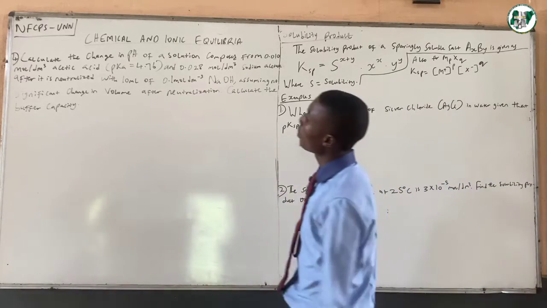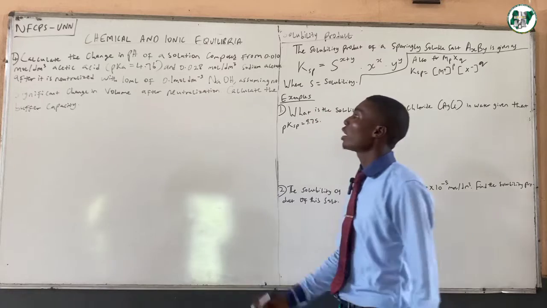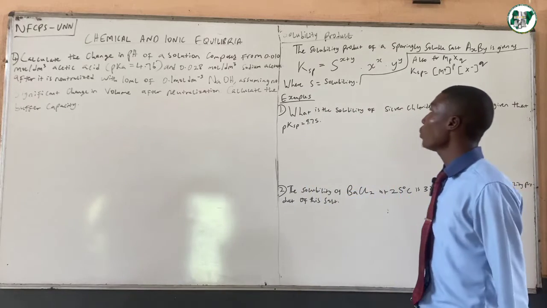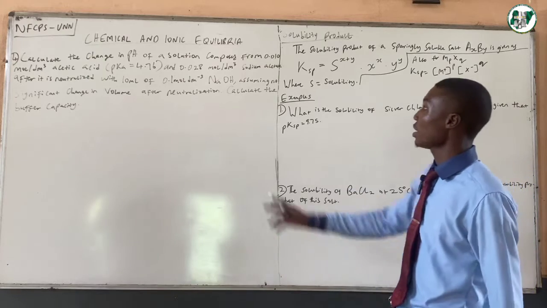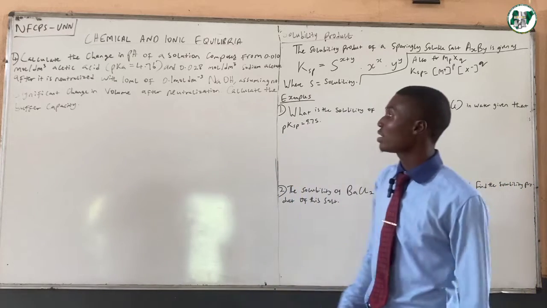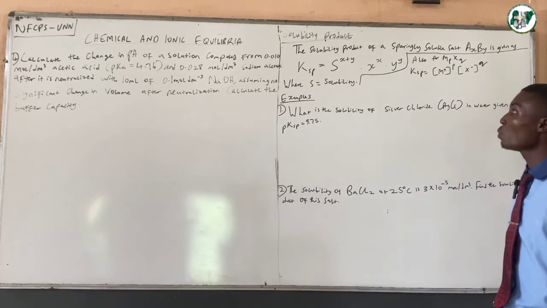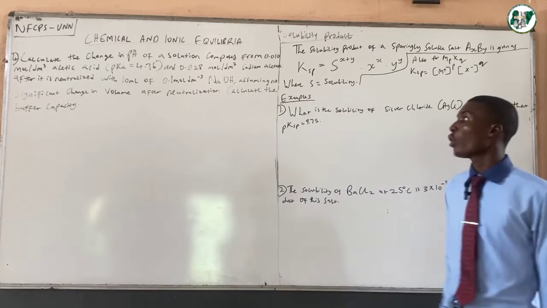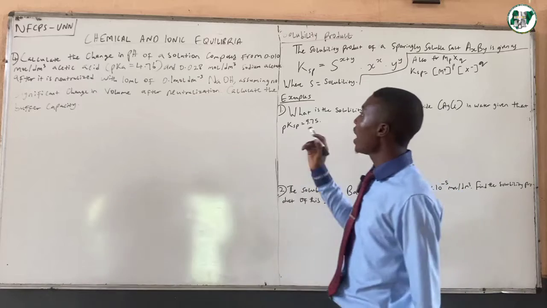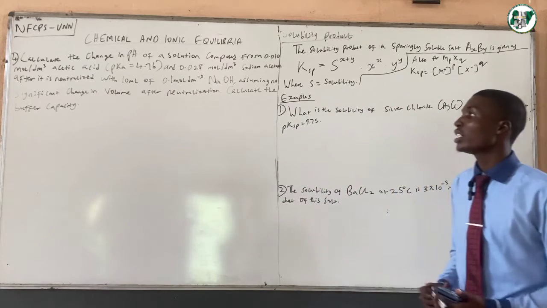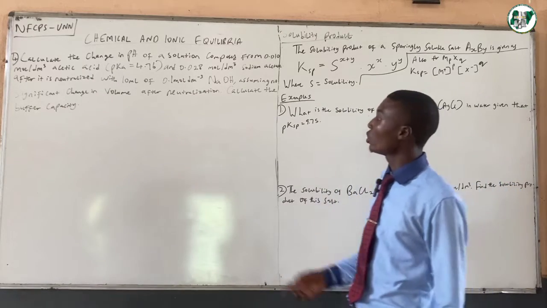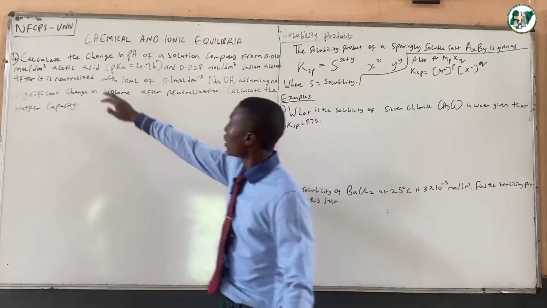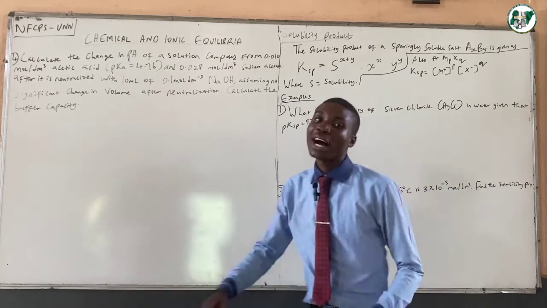So we're going to be working with question number 4. It says calculate the change in pH of a solution composed of 0.010 mole per dm cube acetic acid with a pKa of 4.76 and 0.028 mole per dm cube sodium acetate after it is neutralized with 10 ml of 0.1 mole per dm cube NaOH, assuming no significant change in volume after neutralization. Then calculate the buffer capacity. So I calculate two things: the change in pH and then the buffer capacity.